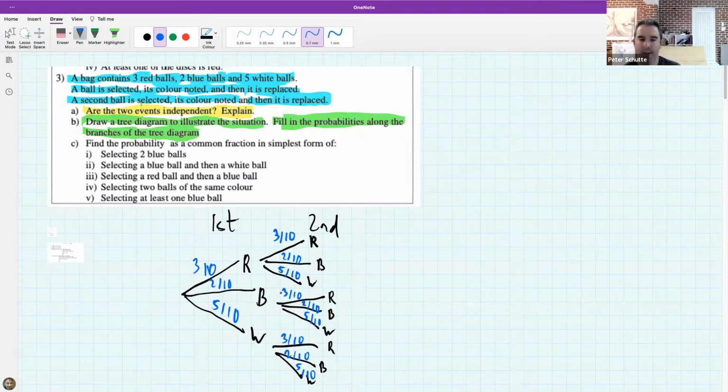Okay. So if I look at the possible outcomes, now, they don't always ask you to show the outcomes, but the first outcome would be RR or red, red. The second outcome would be red, blue, and so on. You can see them from the branches on the tree. Now, I want to ask, what is the probability of selecting 2 blue balls? So let's start with that. What is the probability of selecting 2 blue balls in this particular situation?